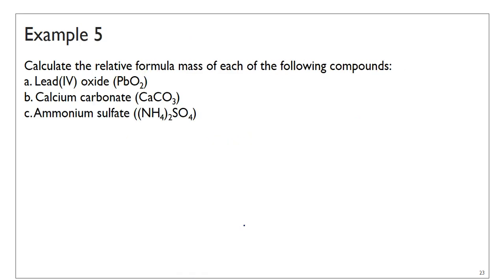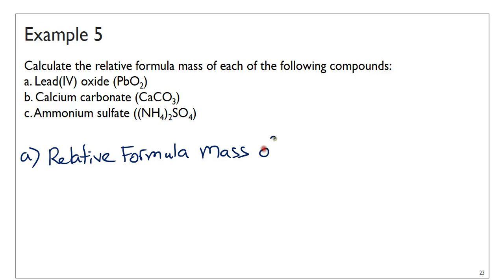Okay, similarly, we have example 5. This is actually the easy part. I think the hard part was the previous examples. So we need to find the relative formula mass of PbO2. So you basically need the relative atomic mass of Pb and 2 times the relative atomic mass of oxygen.